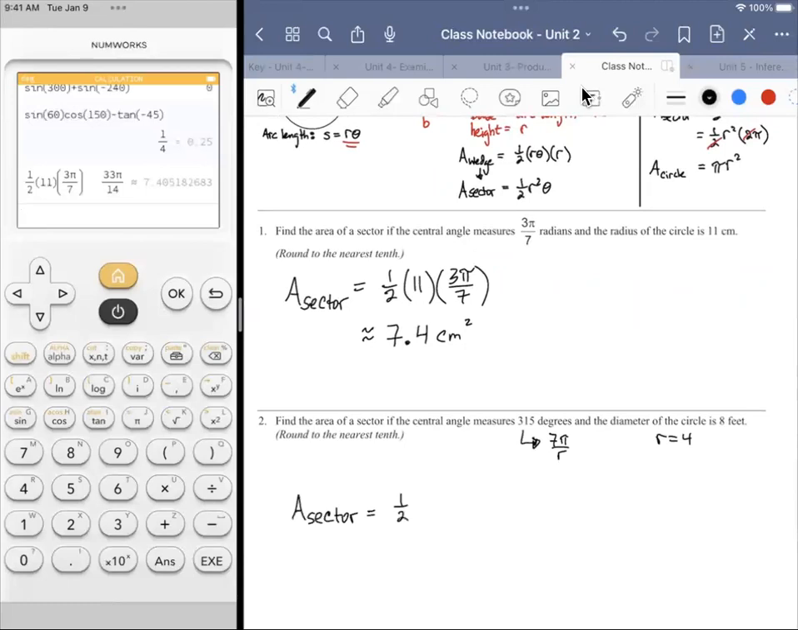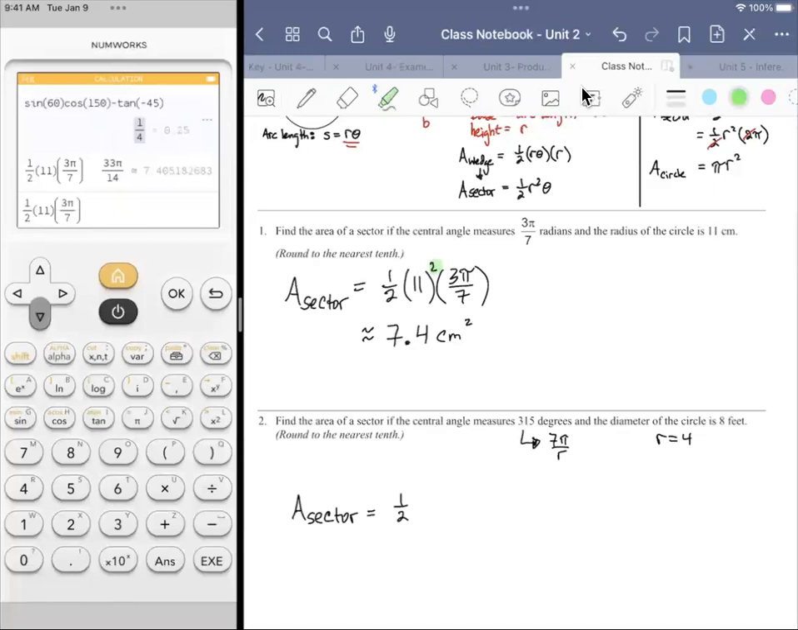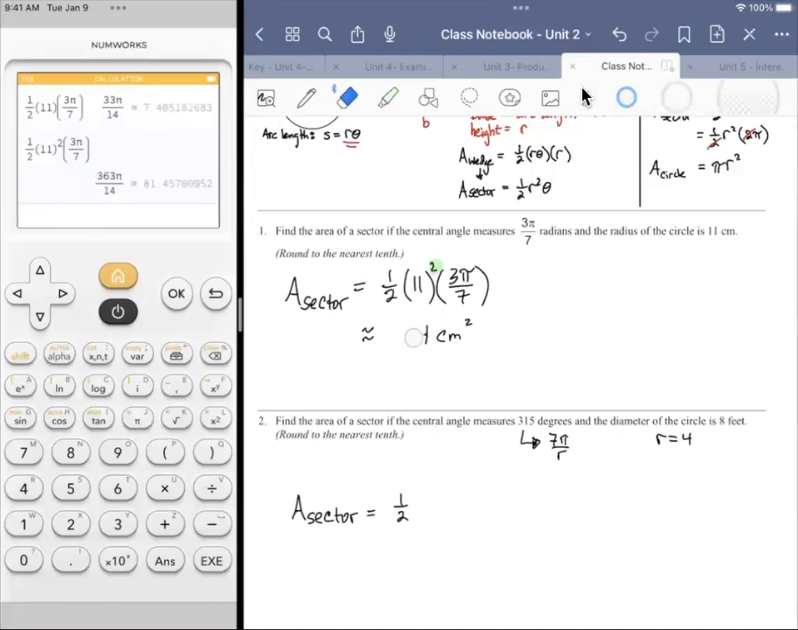1/2. Oh, apologies. Sorry. It's 1/2 r squared theta. I don't know why I whiffed on that. This should have been a power of 2. I was going to ask you that question, like, why am I not seeing that doubled? Yeah, there we go. 81.5 is what it should have been.